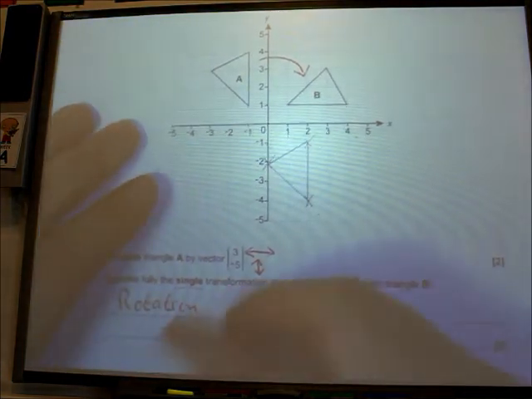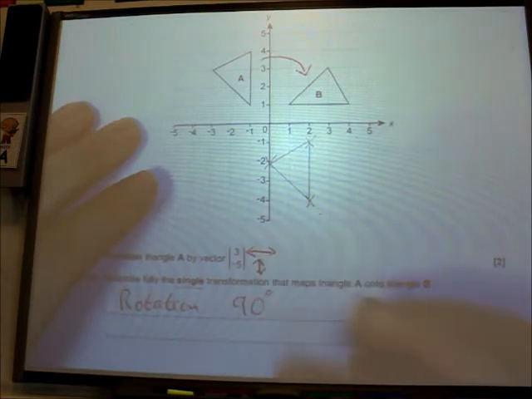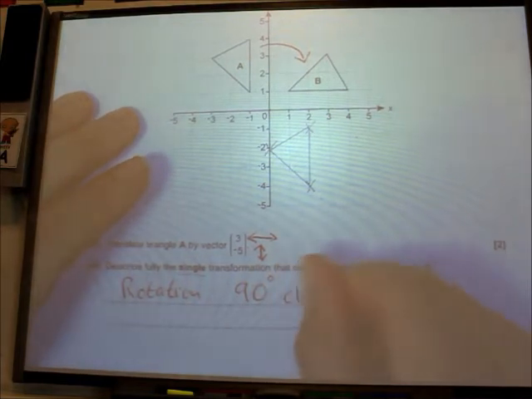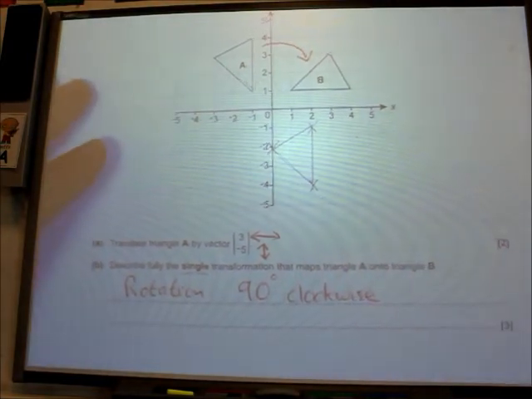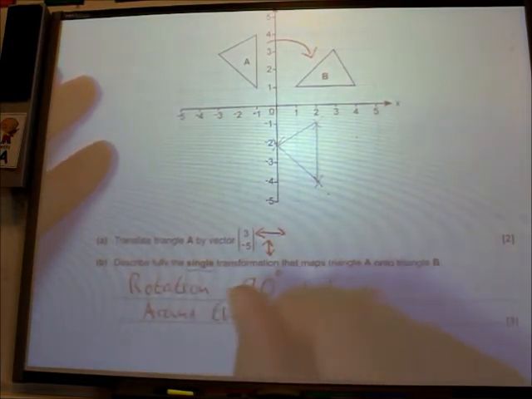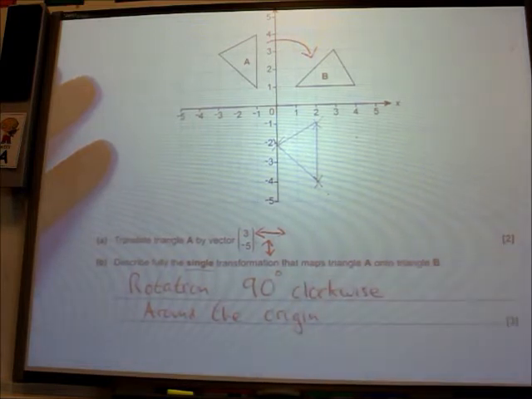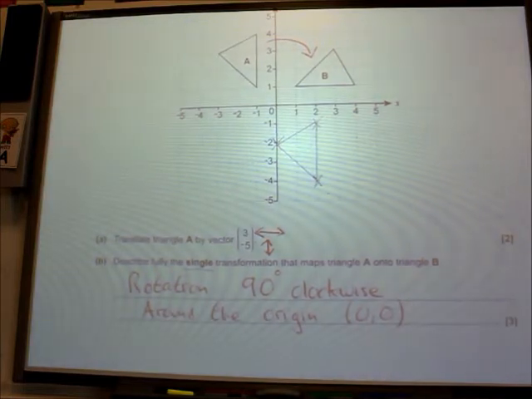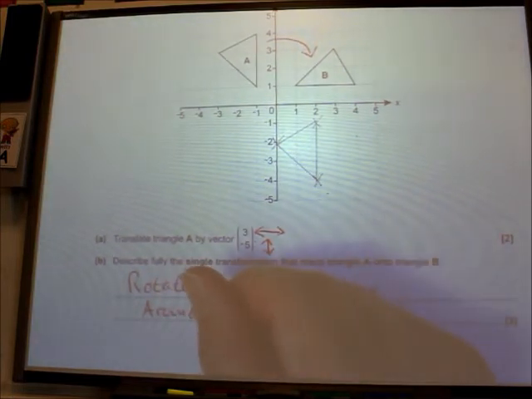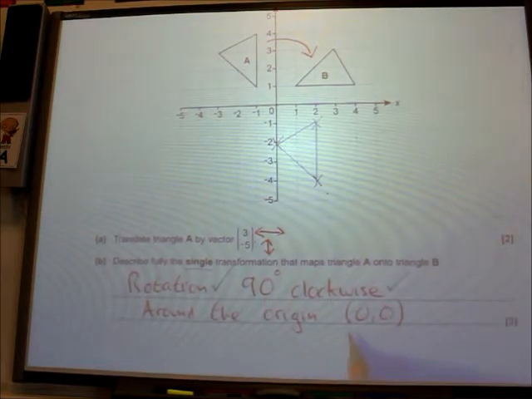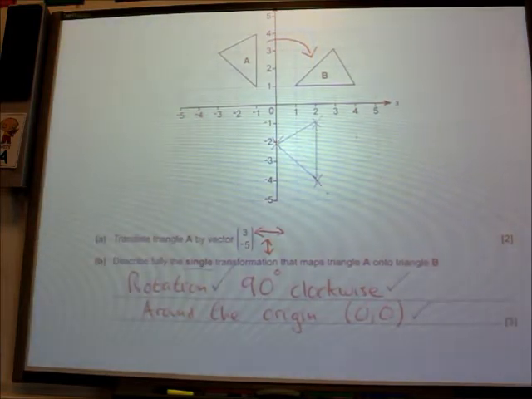So, rotation, 90 degrees. You could say a quarter of a turn, but that's fine. Clockwise. And you must say what point it is around. So, around the origin. You could say around the point 0, 0. Either is fine. Right, so your marks for that, it's 3 marks. 1 mark for rotation, 1 mark for the amount and the direction, and 1 mark for around which point, or the centre of rotation, or whatever you've been taught to call it. But you must say that bit.